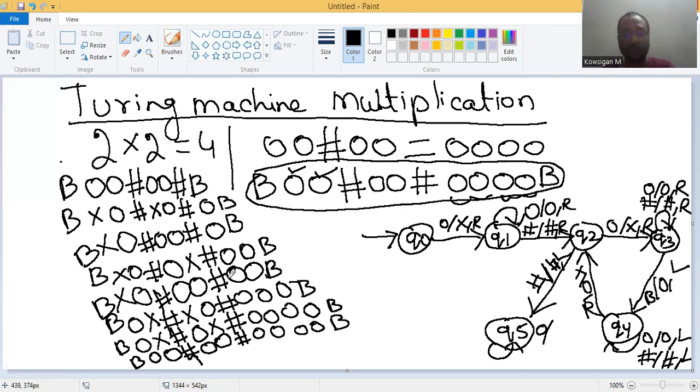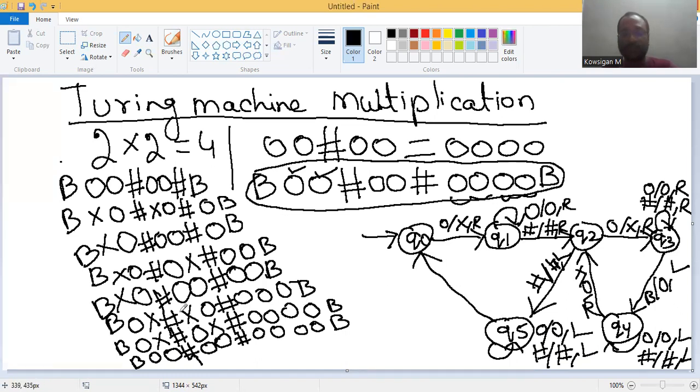Okay. So you see here, up to this x, you have to move to the left hand side. 0 will be mentioned as 0, move to the left hand side. Hash will be mentioned as hash, and move to the left hand side. At one point, you will be reaching this x. So now this x should be replaced as 0.